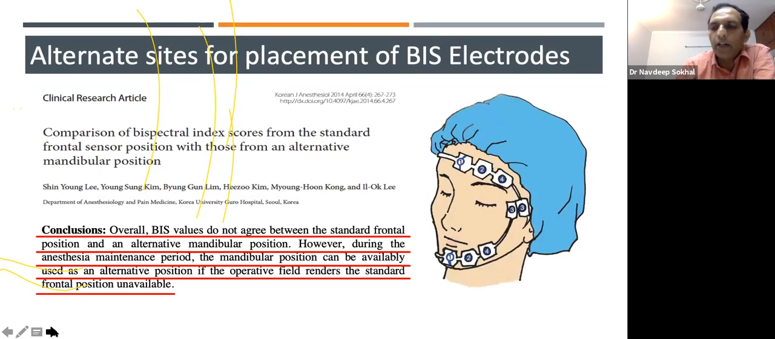That means the reliability of these monitors will further deteriorate when used at other sites, because these monitors have been developed using forehead electrodes.